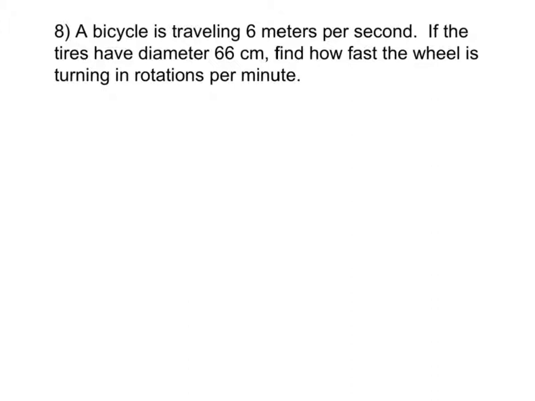So thinking about what's going on here, here's our wheel. The diameter, so the distance straight across here, is 66 centimeters. The wheel is moving forward at a linear speed here of 6 meters per second. My goal is to try to figure out how fast that wheel is turning in rotations per minute.